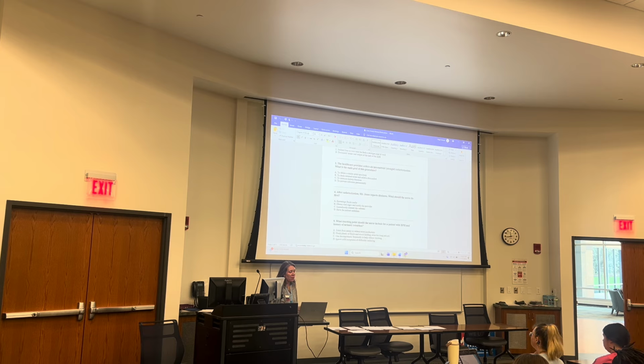And then after catheterization, Mr. Jones reports dizziness. What should we do for this? It's B again. So we want to get a set of vital signs because they're dizzy. We're worried now, are they tachycardic? Are they hypotensive? We want to get all that information because if we just call the provider and say they're dizzy, they're going to ask us, what are their current vital signs? So we want to get a set and notify the provider.